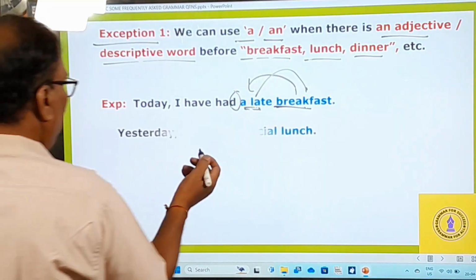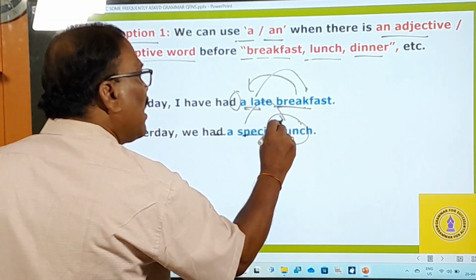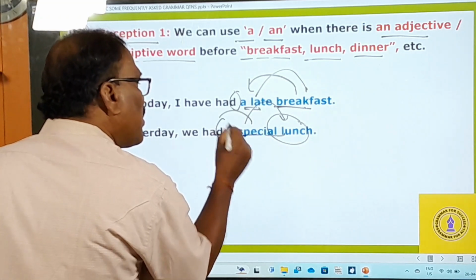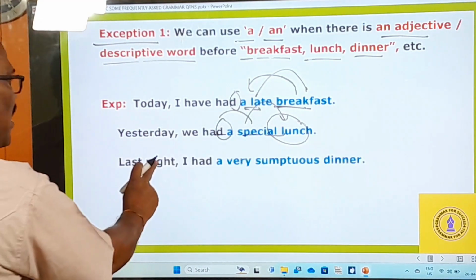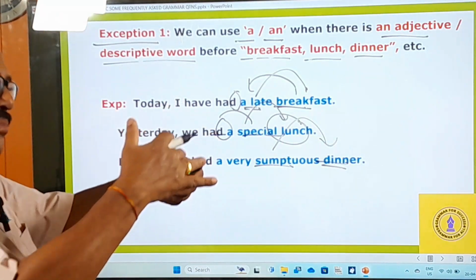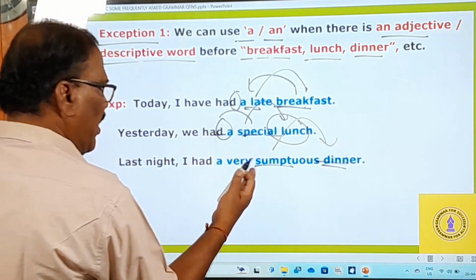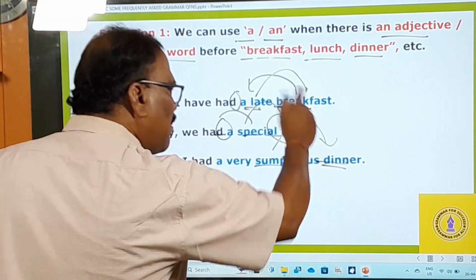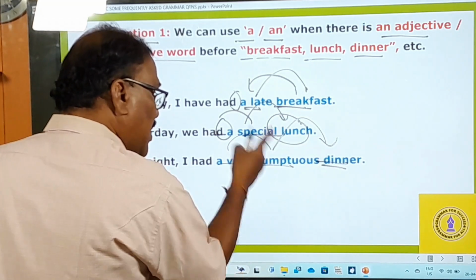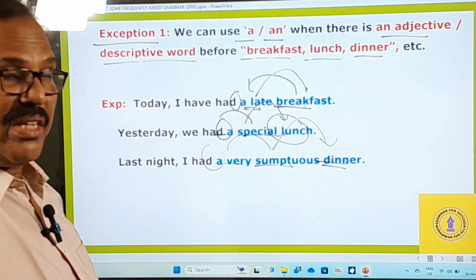Okay. So one more example. Yesterday we had a special lunch. Lunch is there. What kind of lunch? Special lunch. What is this word doing? It is describing this lunch. So it's a descriptive word. So whenever there is a descriptive word, you can use a or an. One more example. Last night I had a very sumptuous dinner. Sumptuous means very expensive and having all items in that dinner. Sumptuous dinner, very rich dinner. What kind of dinner? Rich dinner, sumptuous dinner. And very is also there, describing this adjective. Adjective is describing this one and very is describing this adjective. When that is the case, you have to use a very sumptuous dinner, right?